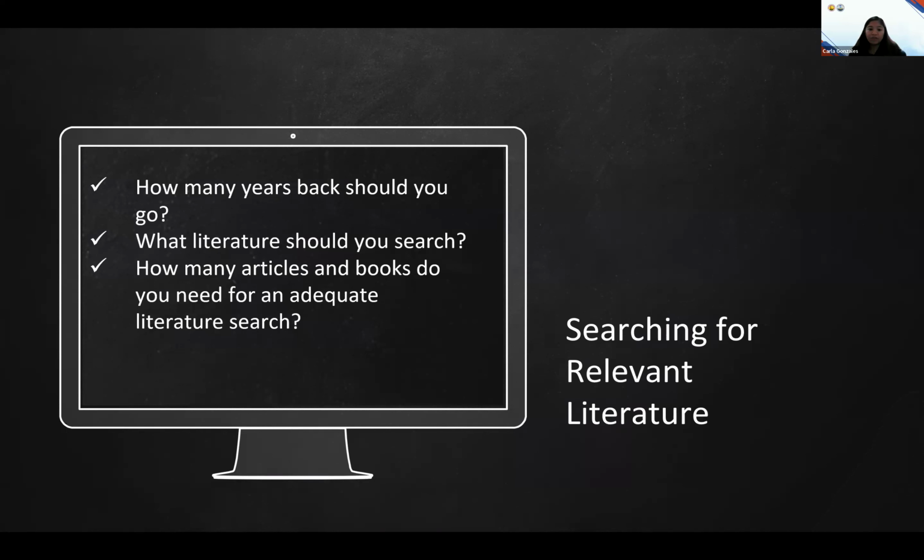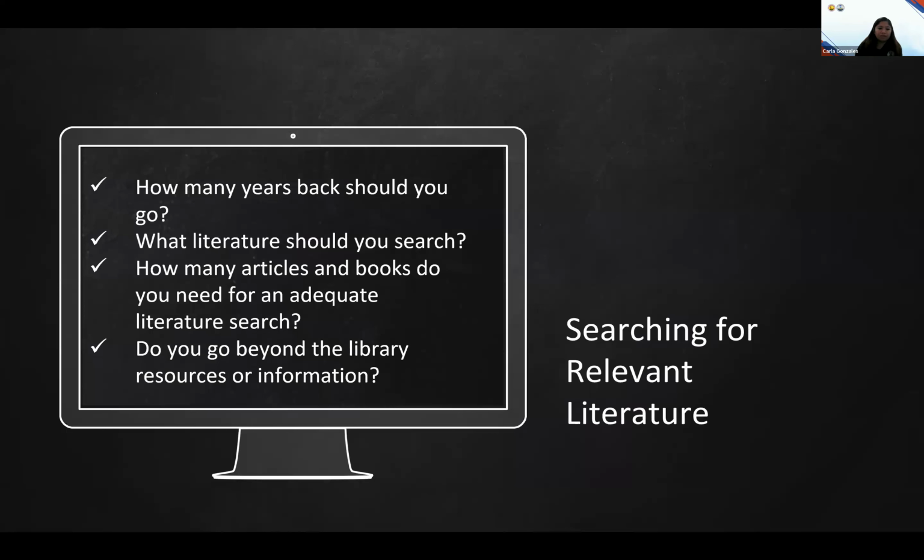Okay, and then do you go beyond the library sources of information? Yes, it's important to go beyond what is available in the databases. And you have to know how to critically analyze whether that online platform provides you with empirical or factual evidence, because when you look at the internet, there are already a lot of sources like blogs, a lot of health websites.